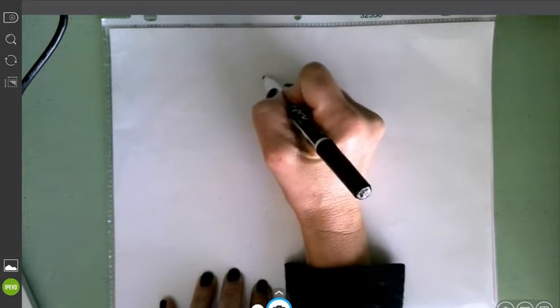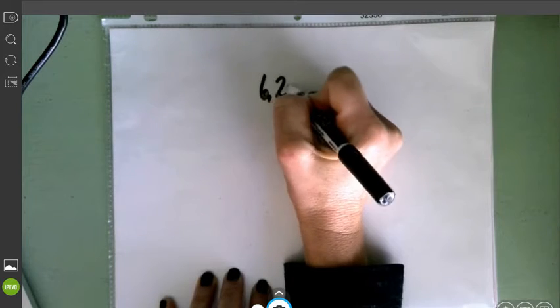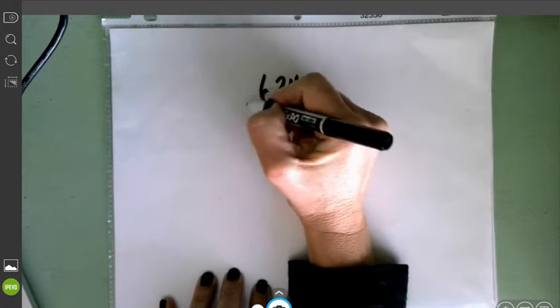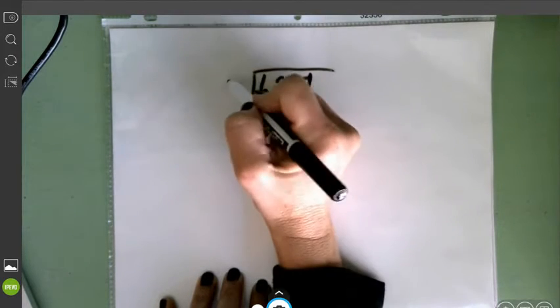So what we're going to do today is begin with this problem. I want you to follow along with me and write this problem on your dry erase board. So we're going to start with 6,247 divided by 29.